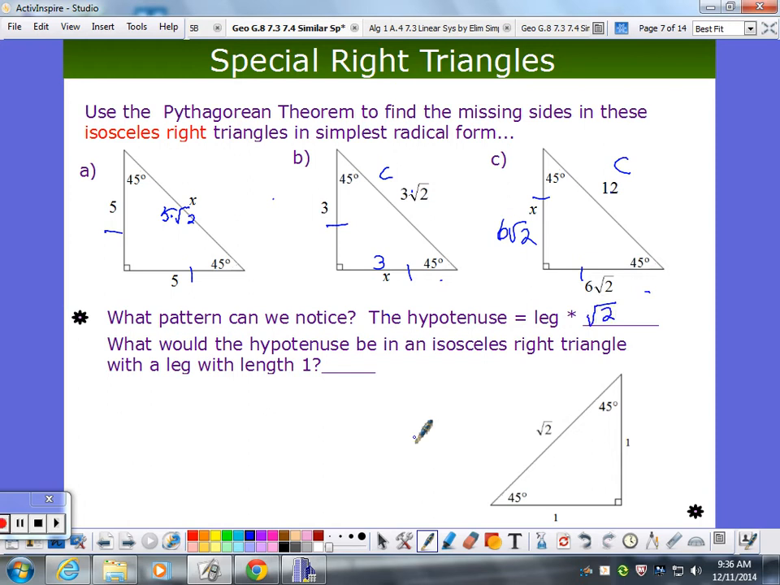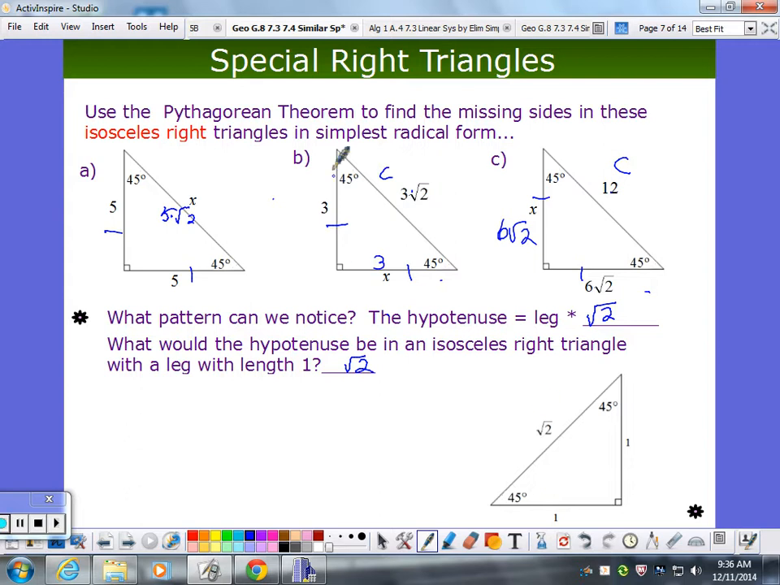So what would the hypotenuse be in an isosceles right triangle where the leg is 1? So I've got this picture here. The leg is 1, the leg is 1, 1 times the square root of 2, square root of 2. So you take the leg, you multiply by the square root of 2, and you get the hypotenuse.